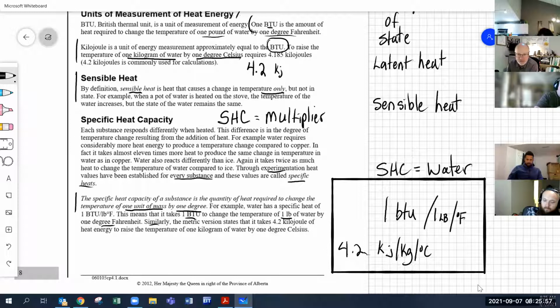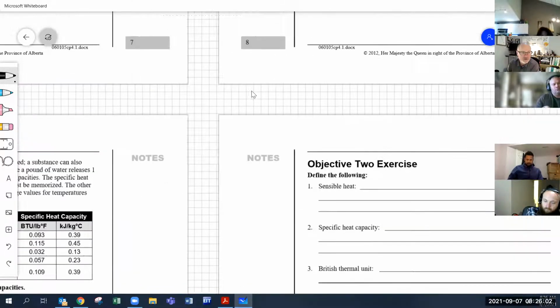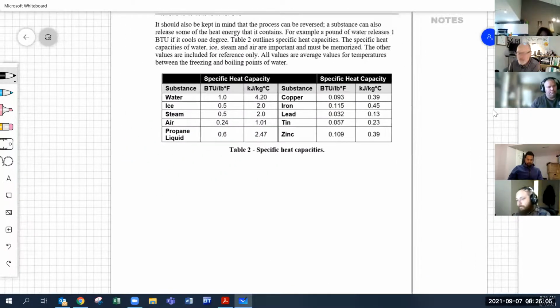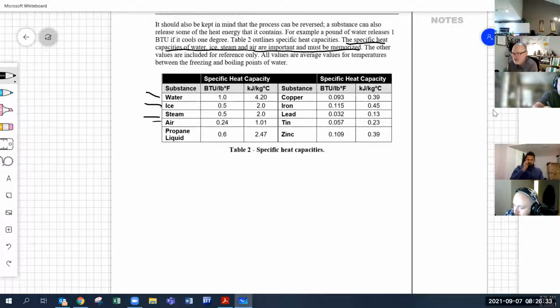Now there's a whole table here, in which we need to know a lot of these substances. We need to know water, ice, and steam. Look at what it says here: the specific heat capacities of water, ice, steam, and air are important and must be memorized. Water is 1 for imperial, and 4.2 for metric. Ice has a specific heat capacity of 0.5 or 2 kilojoules per kilogram per degree Celsius. Steam is the same as ice. Look at that, they're the same. And air is 0.24 or 1.01.